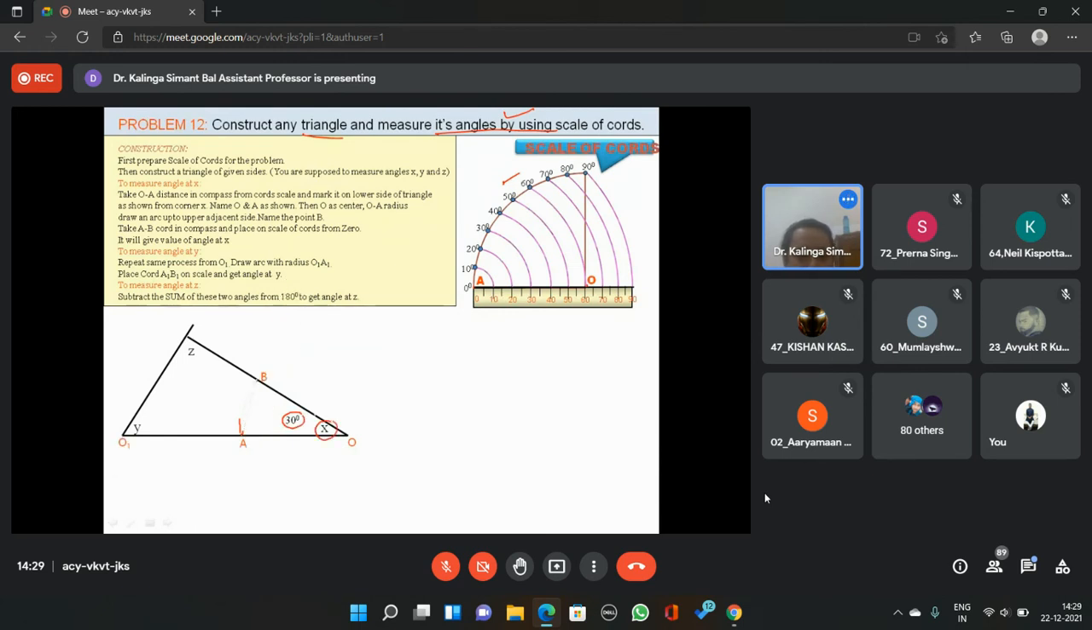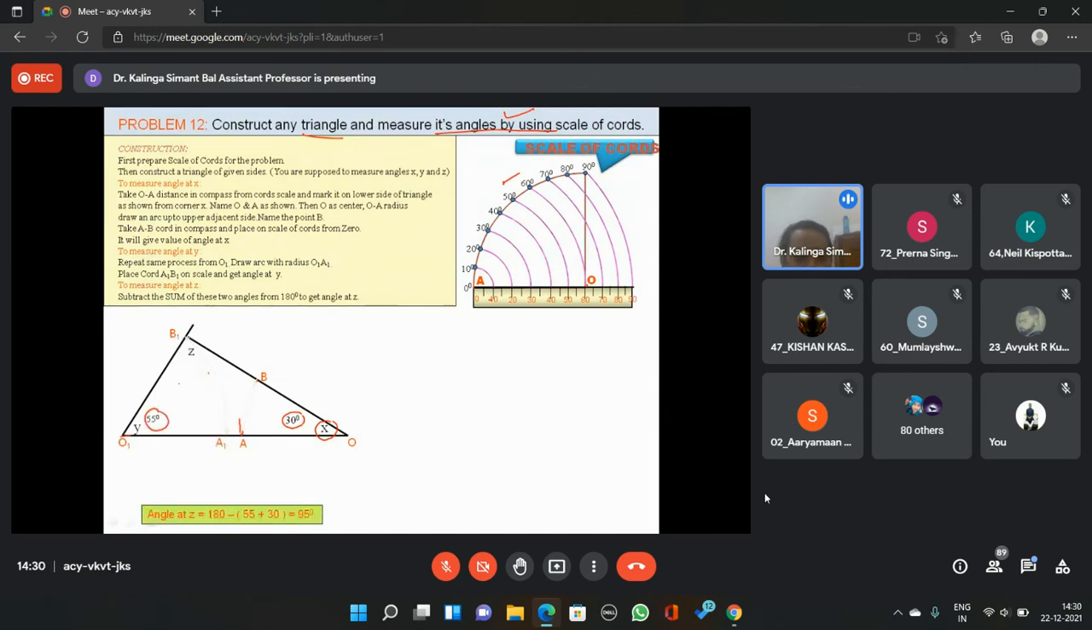Similarly, for Y, I again take the OA distance with the compass and cut an arc here. You can see one arc has been cut, and the point where the arc meets is B1. Draw a line to get the chord length. Take the distance with the divider and place it on the scale, or move the scale here to measure the angle. If I move the scale, I find that from 0 to this point it is around 55. So this angle is 55.